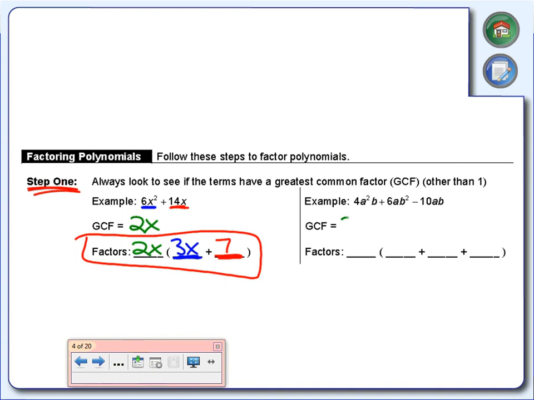2. Let's put that down. That's going to be part of our GCF. But if you look closely, all 3 of those terms have certain letters in them. What do you notice? A and B.